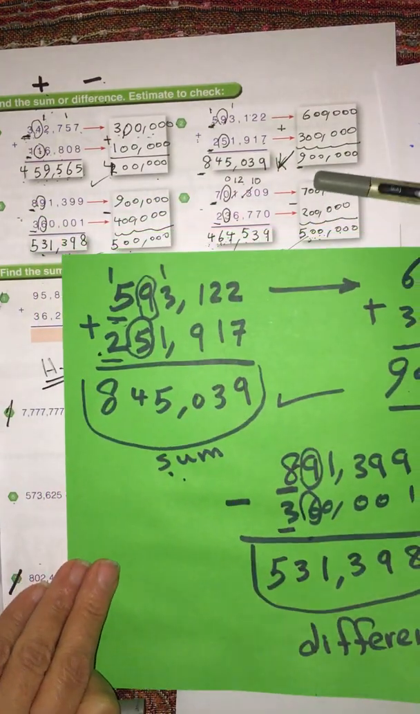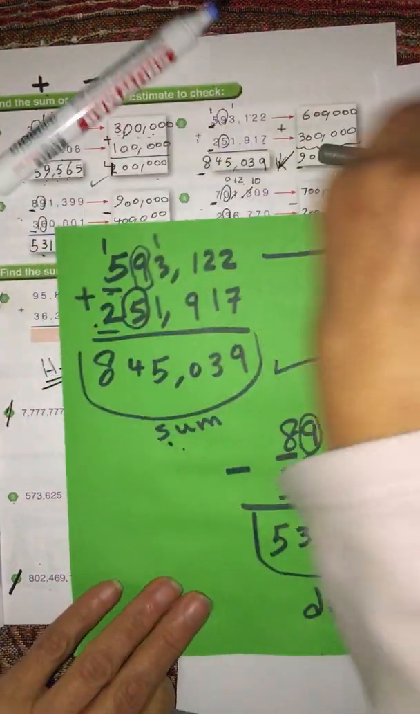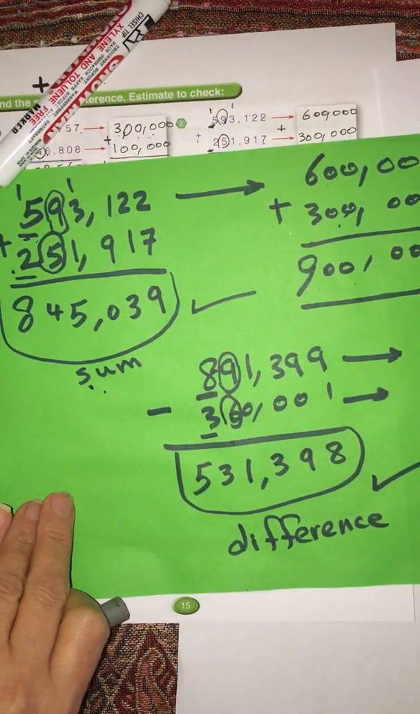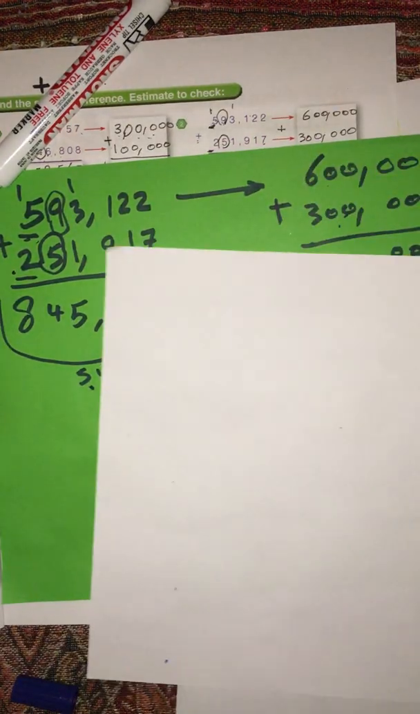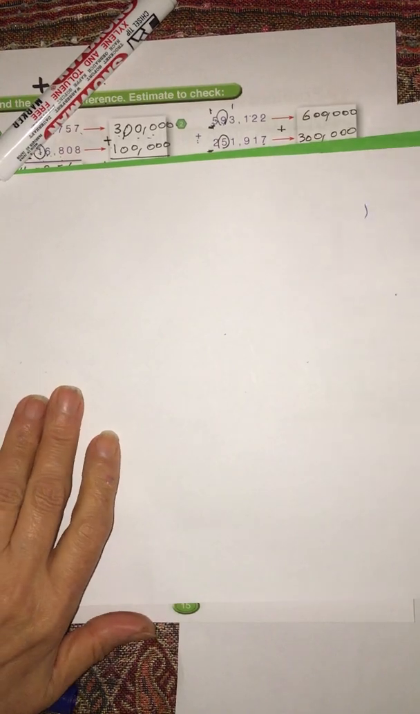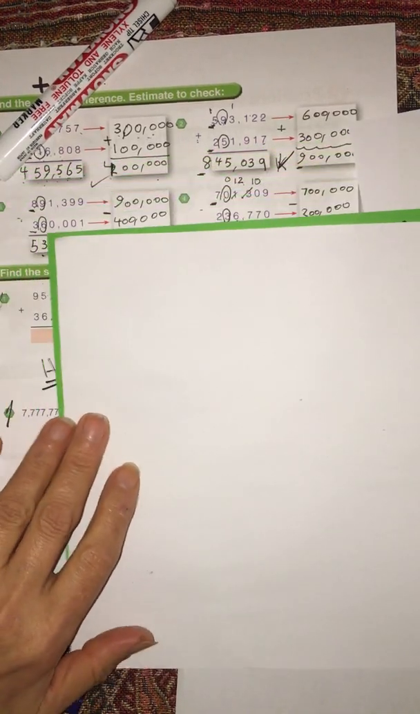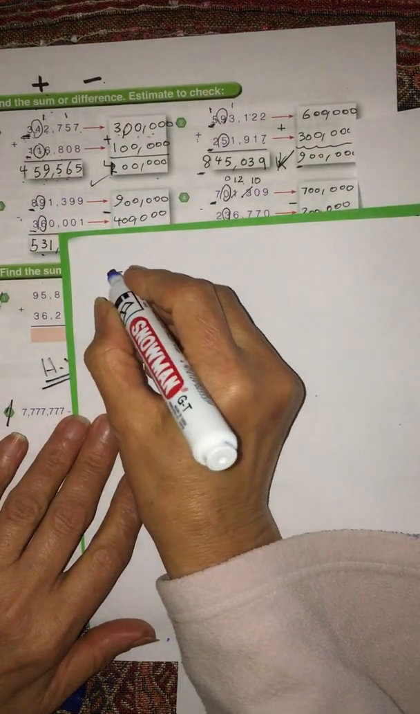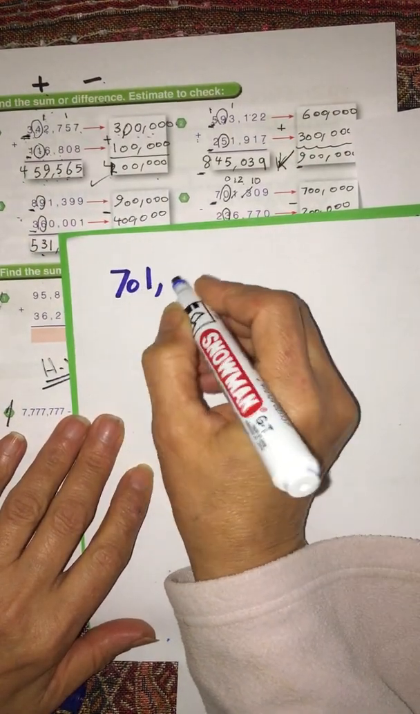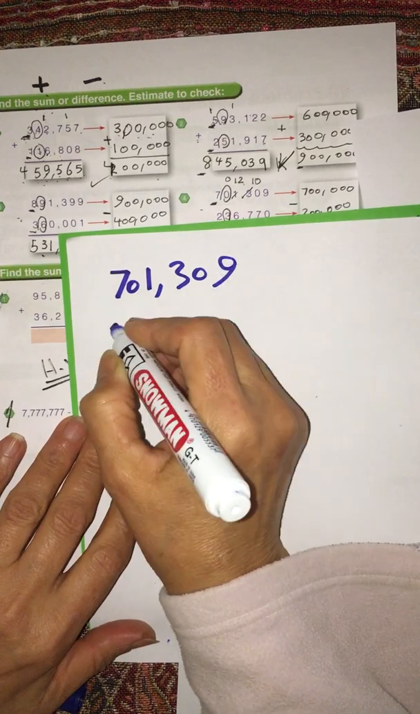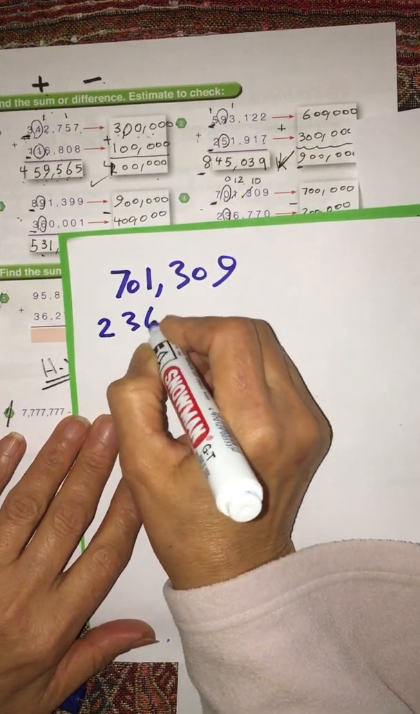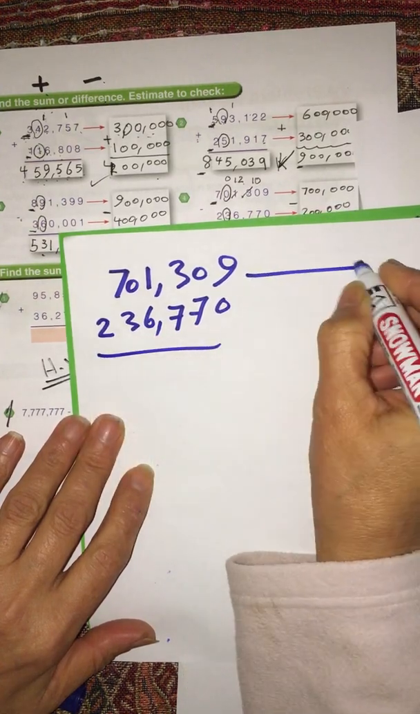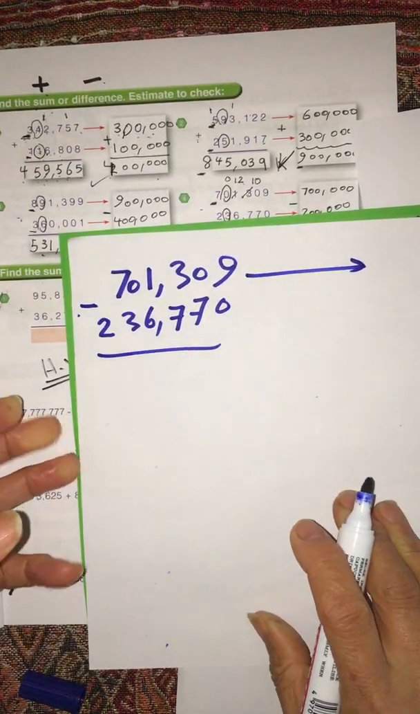So this is question 3. Okay, so it is reasonable. Yes. Now let's do the last one in this question. Let's write the question here. It is 701,309 minus 236,770. Okay, now do the estimation, and this is subtract.